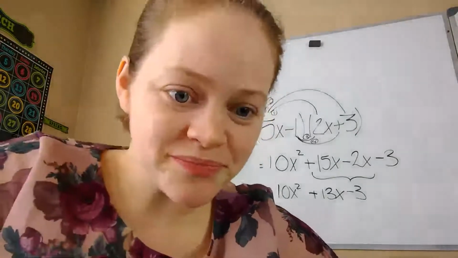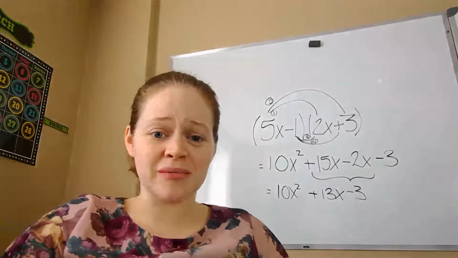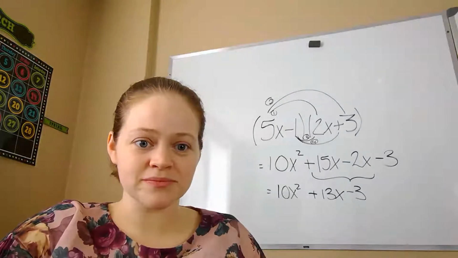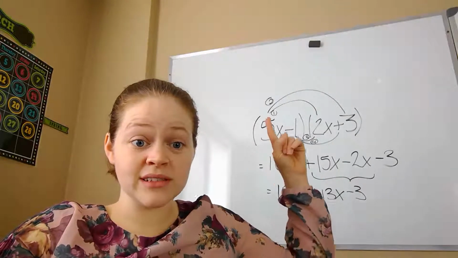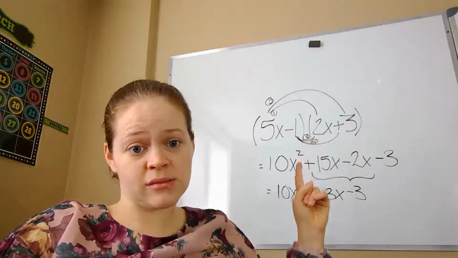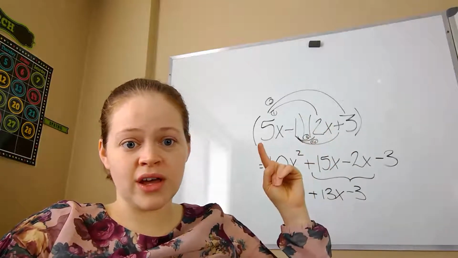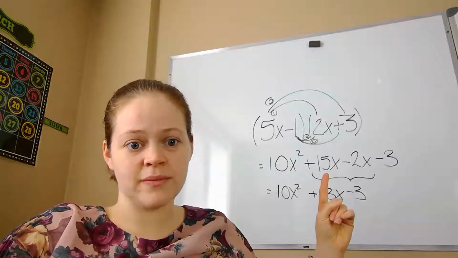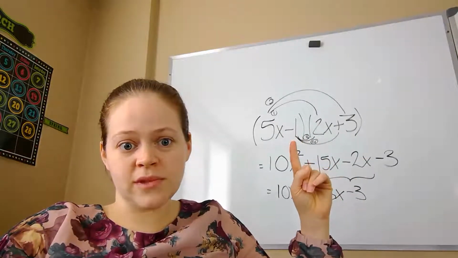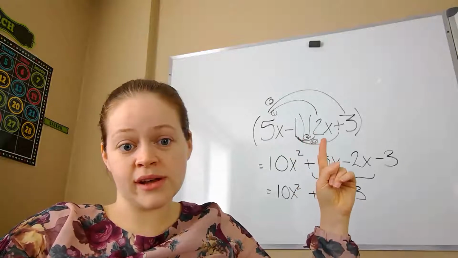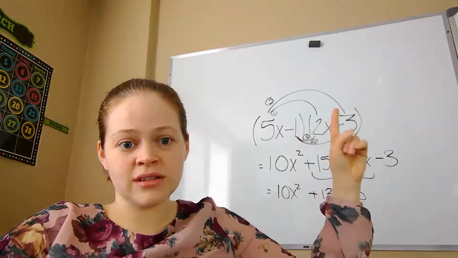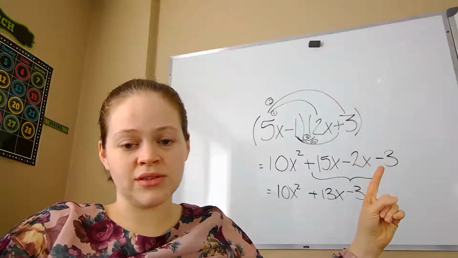So behind me, we just did some binomial expansion. So we did 5x times 2x gave me 10x². 5x times 3x gave me 15x. Negative 1 times 2x gave me negative 2x. And negative 1 times 3 gave me negative 3.